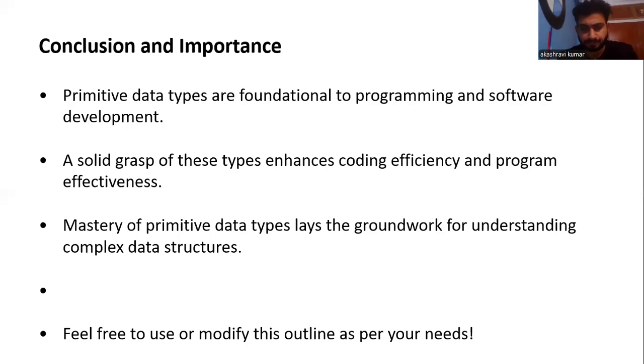Conclusion and importance. Primitive data types are foundational to programming and software development. A solid grasp of these types enhances coding efficiency and program effectiveness. Mastery of primitive data types lays the groundwork for understanding complex data structures.